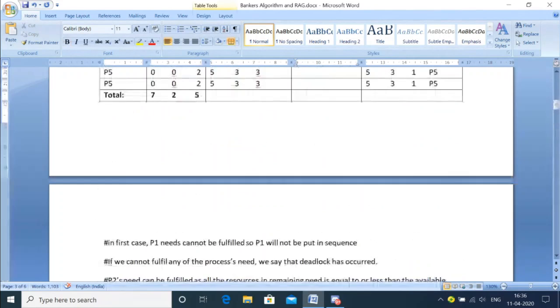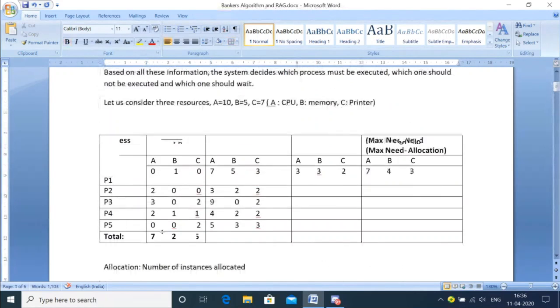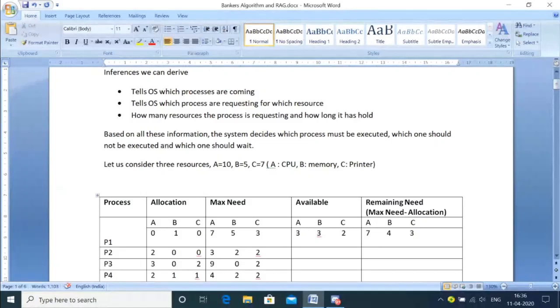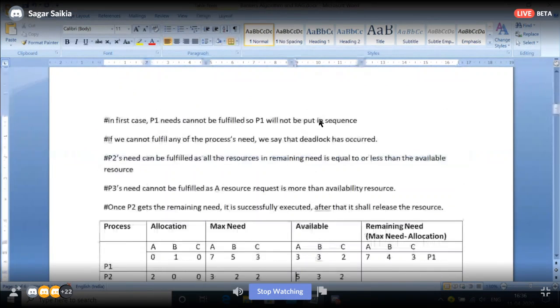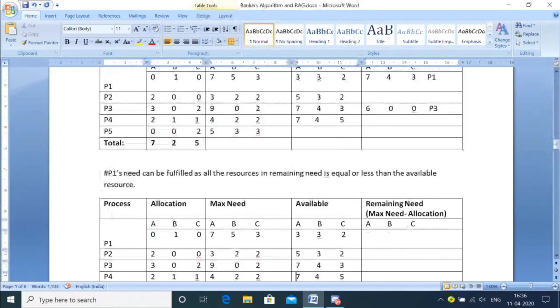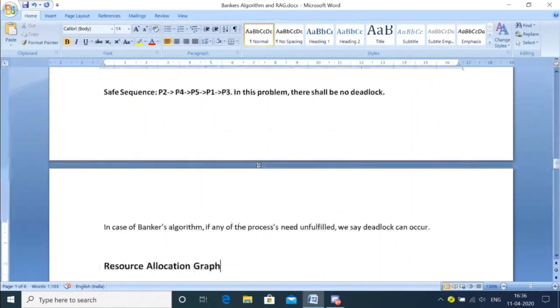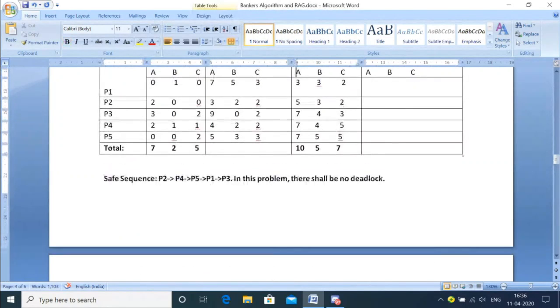What was the total number of resources when we started? A was 10, B was 5, C was 7. So did we get these values back after so much iteration? Yes, A is 10, B is 5, and C is 7. Since we could allocate all the processes to the CPU, we can say that there shall be no deadlock.